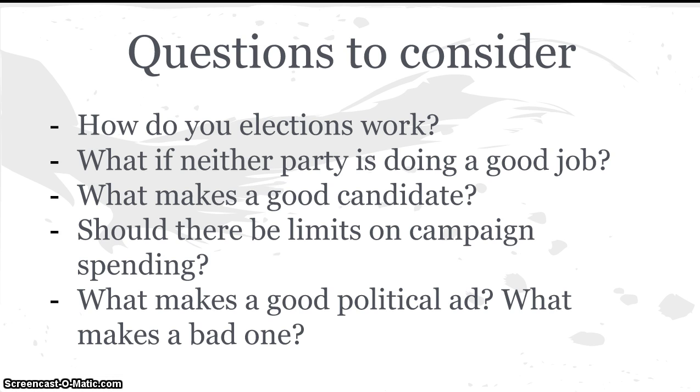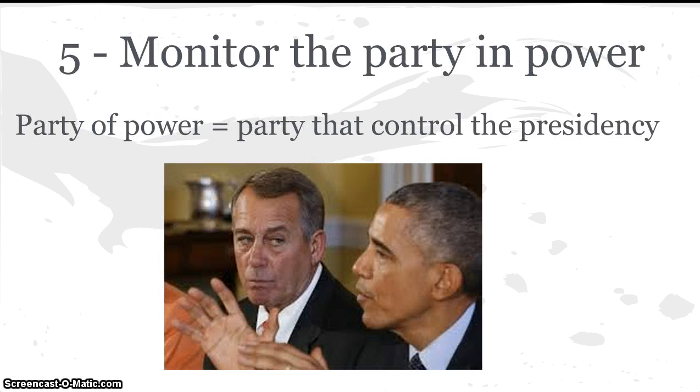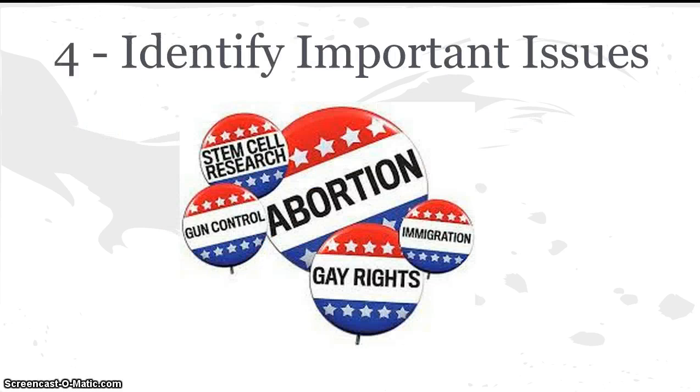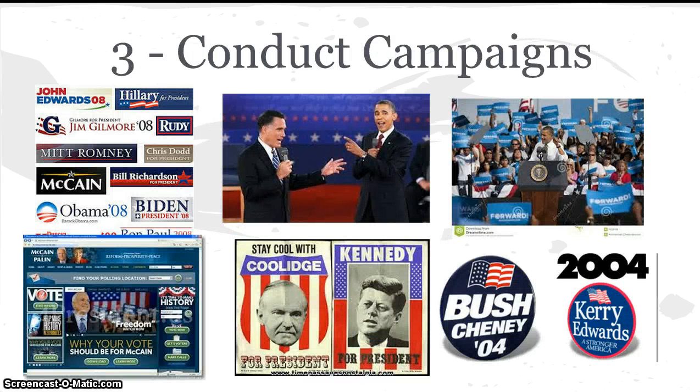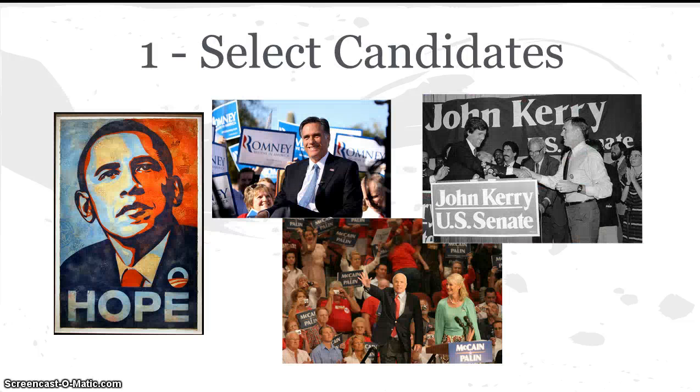And how they do that is they organize around these 5 different ways: to monitor the party in power, to identify important issues, to conduct campaigns, to raise funds, and of course to select candidates that are going to represent the party. All right? That's it for now.